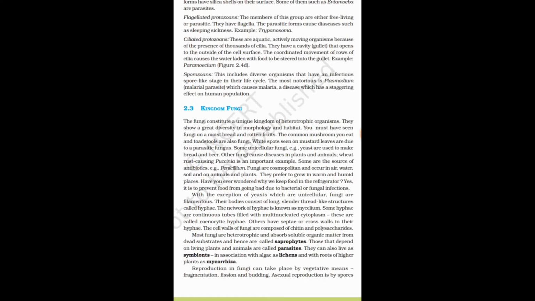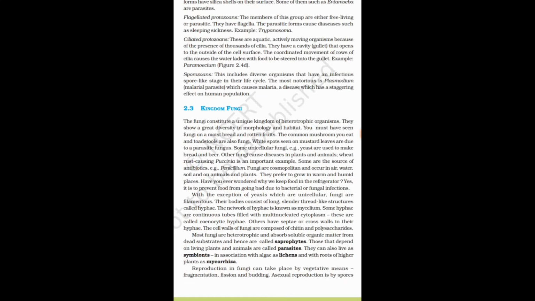With the exception of yeast, which are unicellular, fungi are filamentous. Their body consists of long, slender thread-like structures called hyphae. The network of hyphae is known as mycelium. Some hyphae are continuous tubes filled with multinucleated cytoplasm. These are called coenocytic hyphae. Others have septa or cross walls in their hyphae. The cell walls of fungi are composed of chitin and polysaccharides.